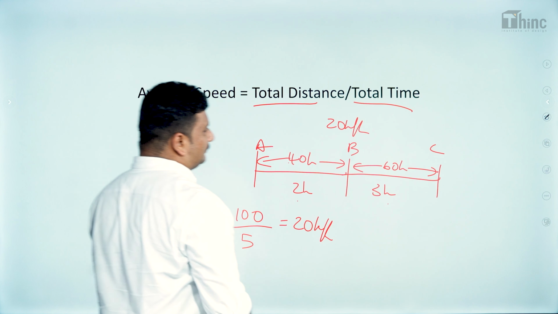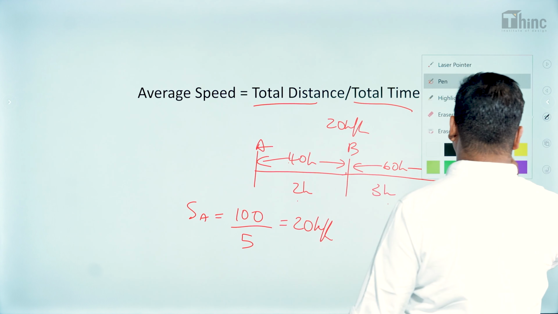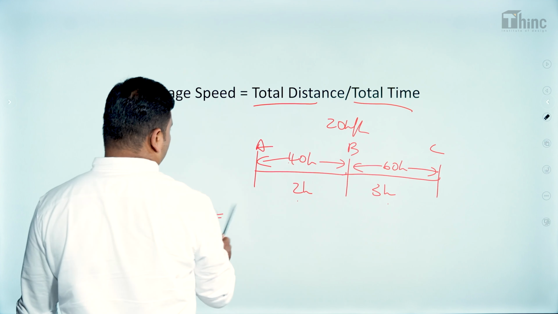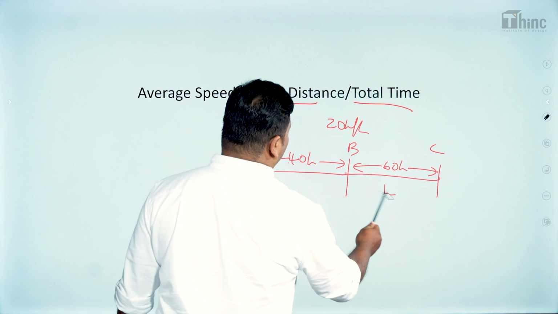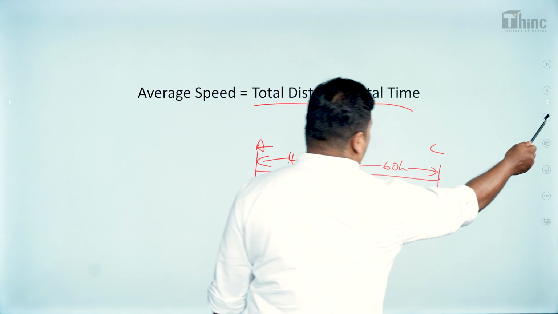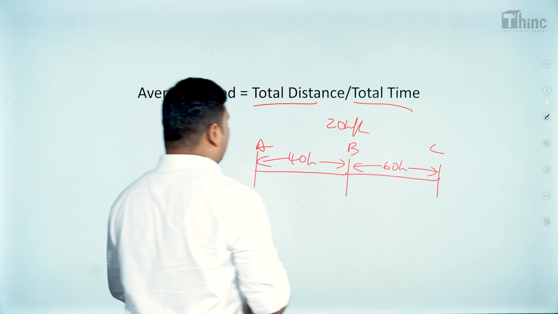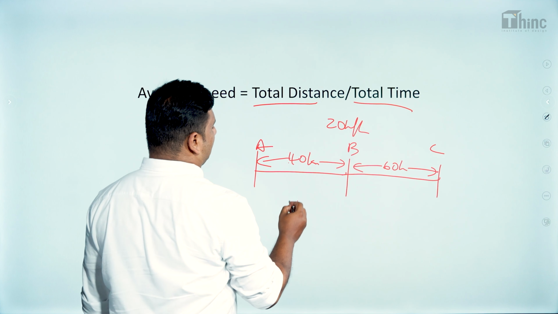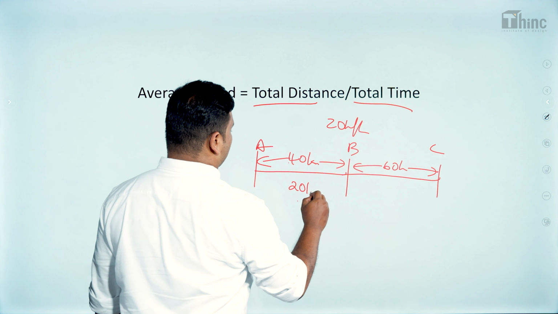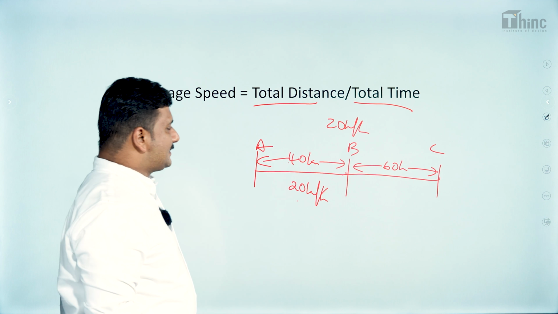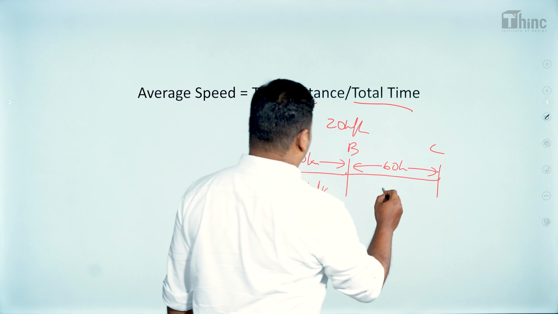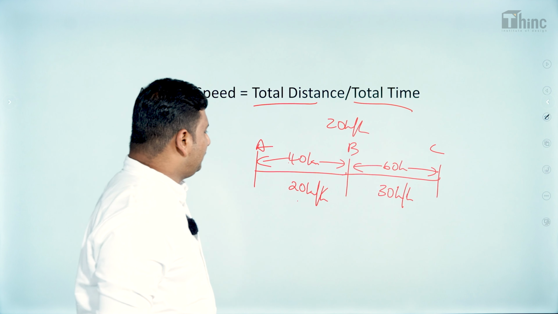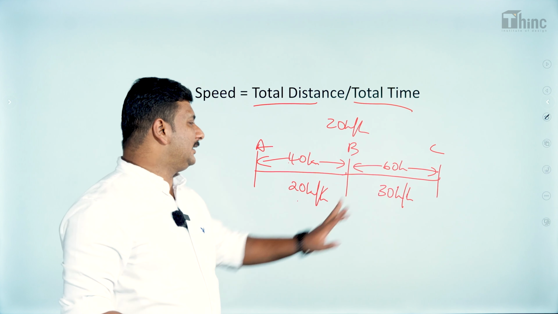Now, instead of time, in certain questions what you get is not the time. Instead of this, they will give us the speed. For example, they will say a person moves from A to B, distance is 40 kilometers, and let's say the speed is 20 kilometers per hour. Then they will say a person moves from B to C at a speed of 30 kilometers per hour. Now what we have to find out is the time taken in each stretch.